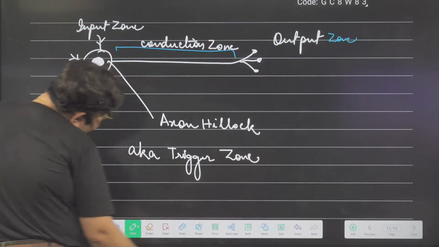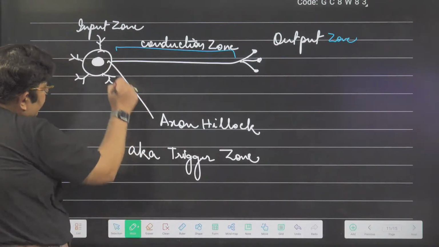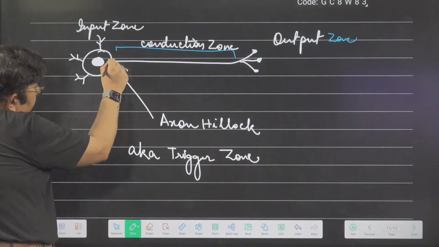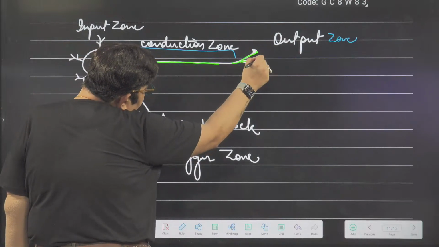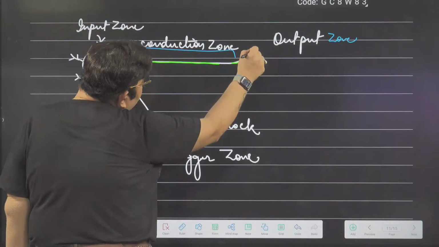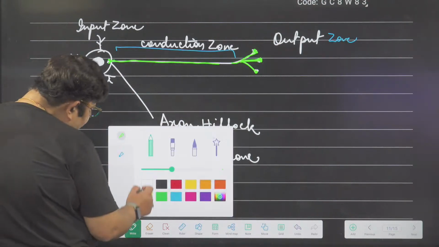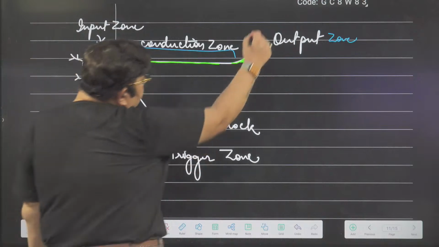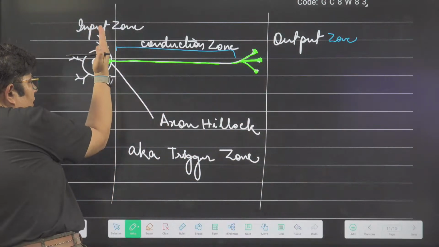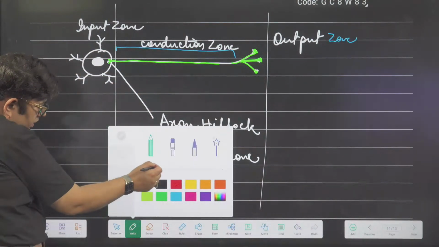It can be called the trigger zone because if the action potential is triggered at this point, it will go all the length of the axon, will not stop, and will only end at the axon terminal, just like a bullet. A very important point, please understand: before this point, there is no action potential. After this point, there is no action potential. Action potential begins here and ends here.